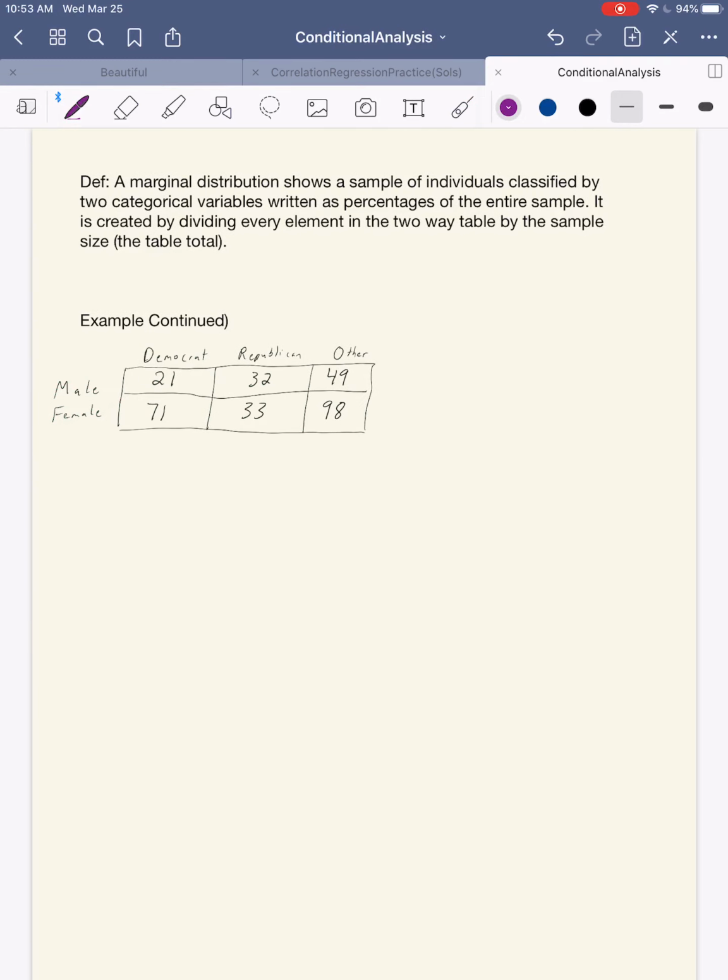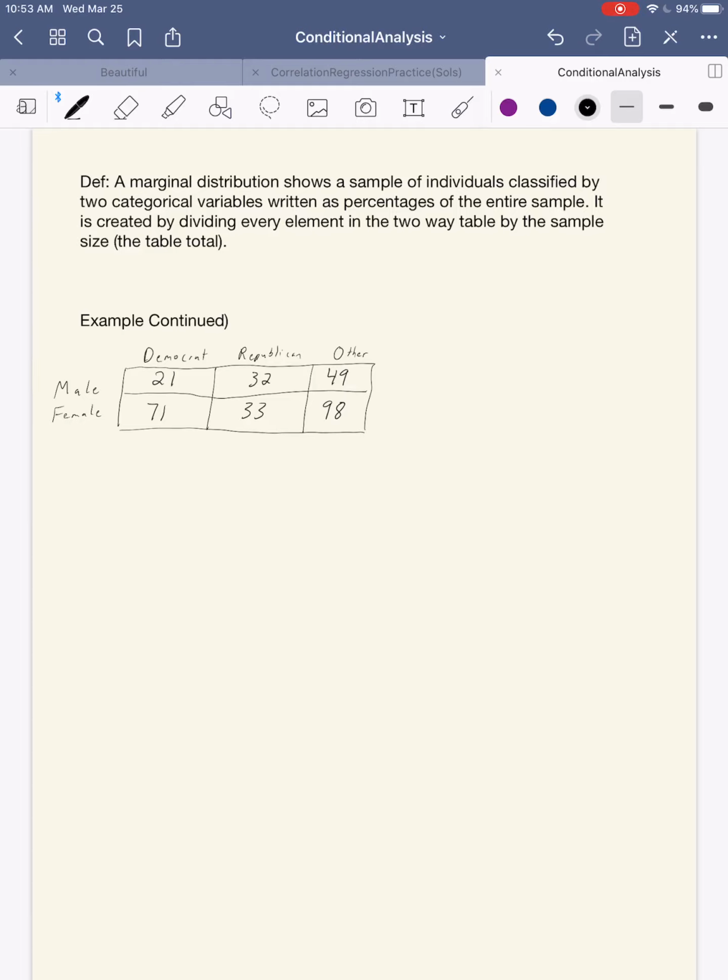All right, so we're going to give another definition here, a marginal distribution. A marginal distribution shows a sample of individuals classified by two categorical variables, but written as percentages of the entire sample. In other words, it's a relative frequency version of a two-way table. It is created by dividing every element in the two-way table by the sample size, the table total. So let's see how to build that.